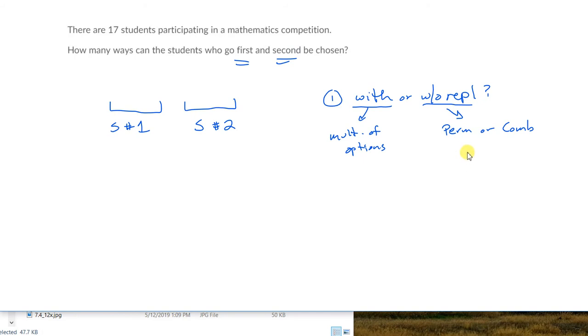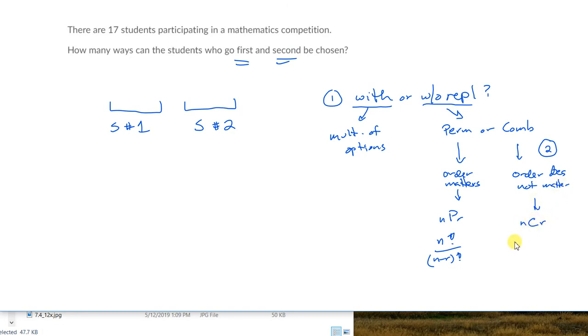Your second question is, if it's without replacement, is it permutations or combinations? Permutations is order matters, and we have a permutation formula. NPR is equal to N factorial over N minus R factorial. Now, do we divide by another R factorial, or is that for combinations? Combinations, the order does not matter. That's NCR. Both of them start the same way, N factorial over N minus R factorial.